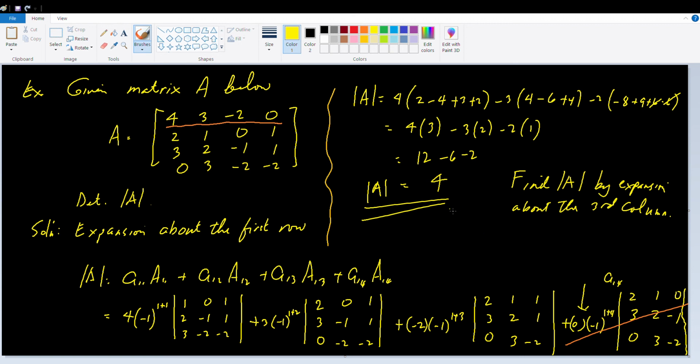Okay, so you should have arrived at the same answer of 4. So wherever you expand, be it any row or any column, the determinant that you should get should be equal to 4. If by expansion about two different rows or columns, you get two different values, then you have to check your work. Because the determinant must be constant wherever you expand, be it a row or a column.